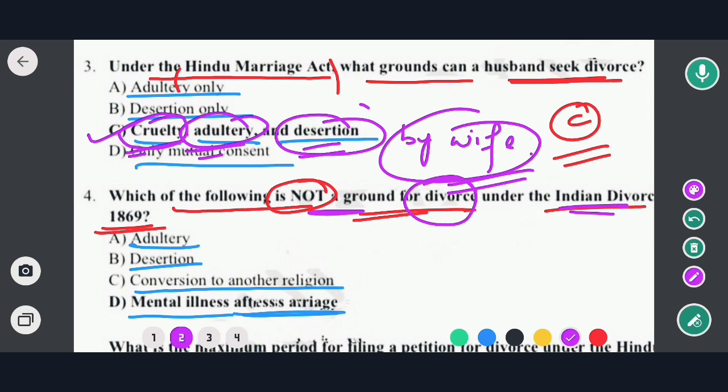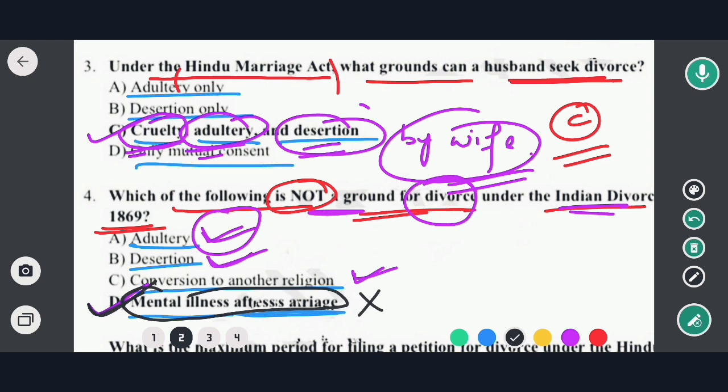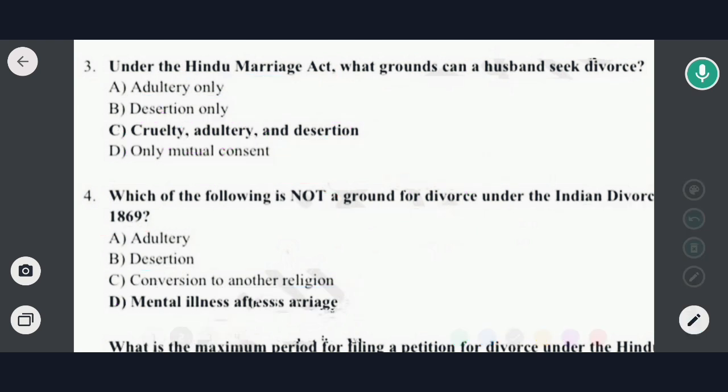Adultery is a ground for divorce as per the provision of the Indian Divorce Act 1869. Desertion is also, conversion to another religion is also a ground for divorce. So in this case the correct option would be option D, that means mental illness after marriage is not a ground for divorce. So in this case option D would be the correct answer. Now moving to the next question.